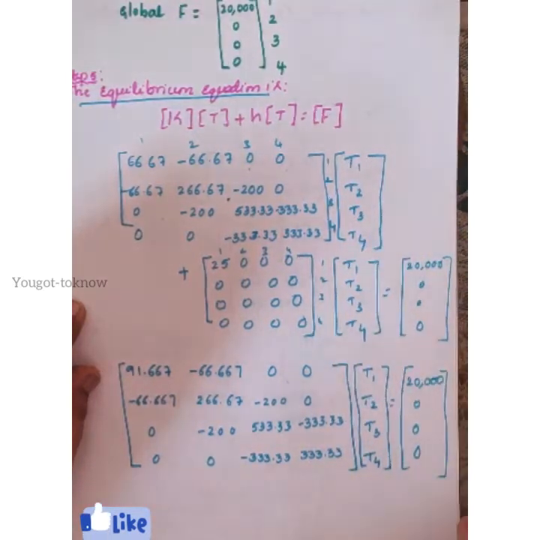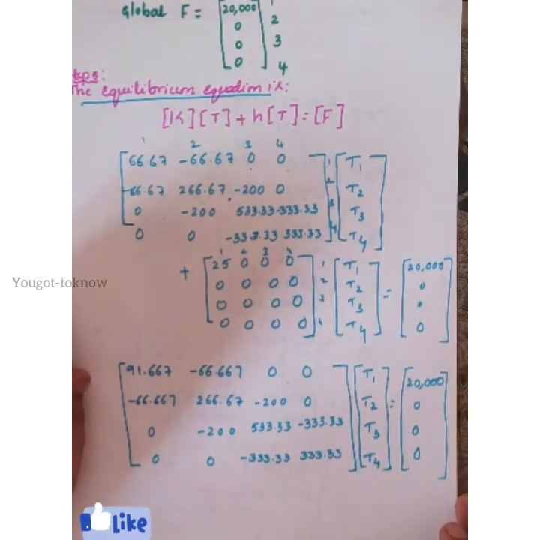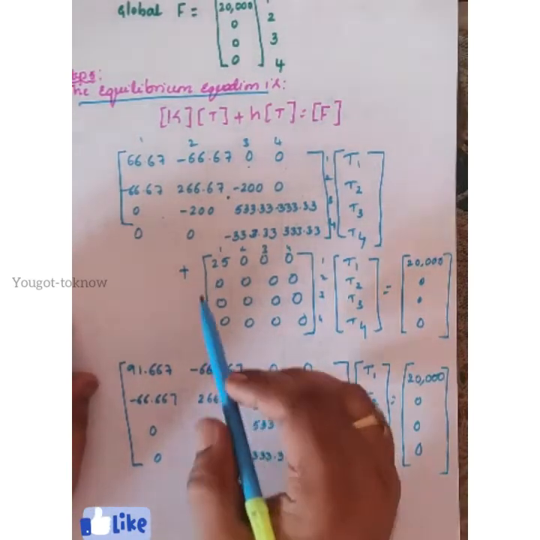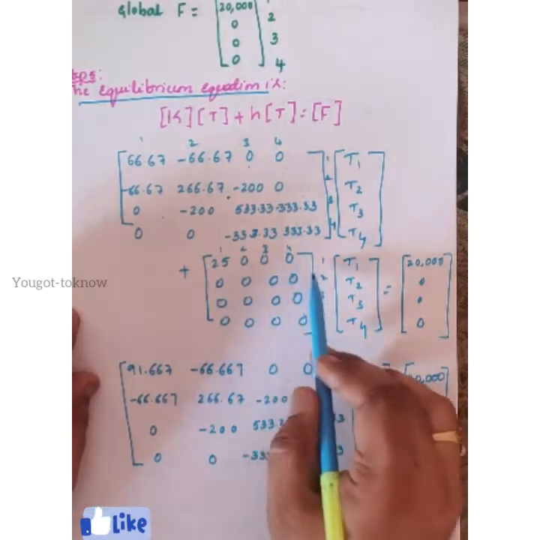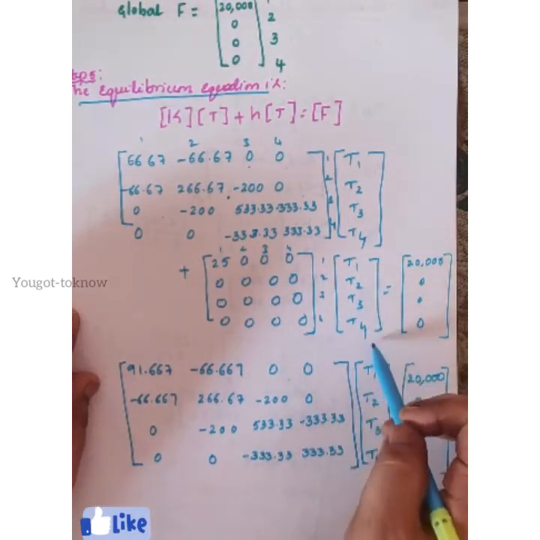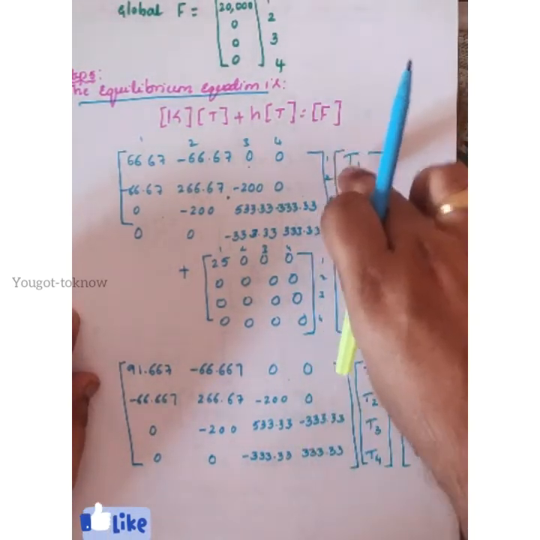How many temperatures are there in the problem? Four temperatures are there: T1, T2, T3, T4. Four nodes. Similarly, what is the H value? H is this 2500, and this is that. Then T1, T2, T3, T4, and 20,000. Now what is common? T1, T2, T3, T4 are common.